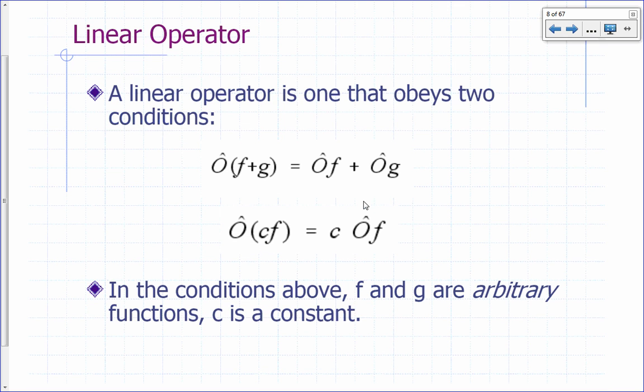Let's talk about linear operators. What's a linear operator? A linear operator is one that obeys two conditions. Here's condition 1 and here's condition 2.